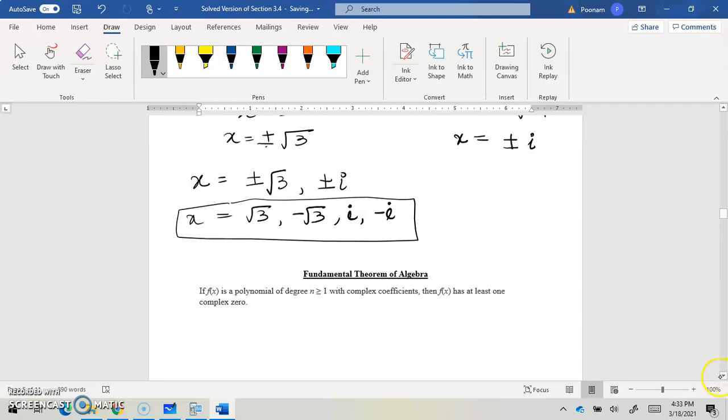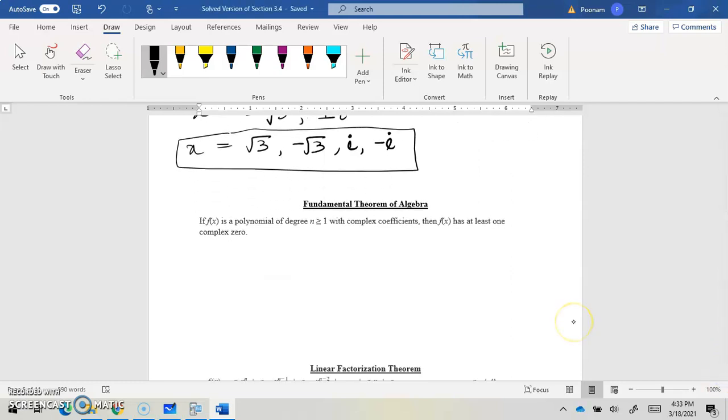Next we have the fundamental theorem of algebra. It says if a polynomial function f of x is of degree more than 1 with complex coefficients, then f of x has at least one complex zero. That means if the function is a polynomial of degree more than 1 and it has complex coefficients, it should have at least one complex zero.